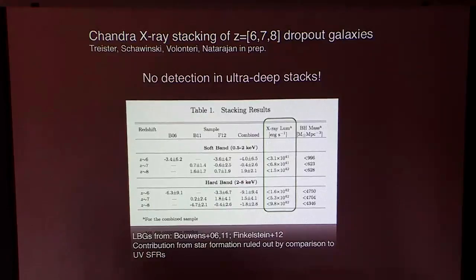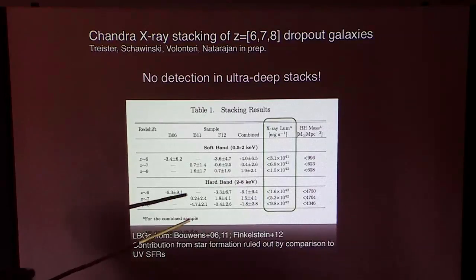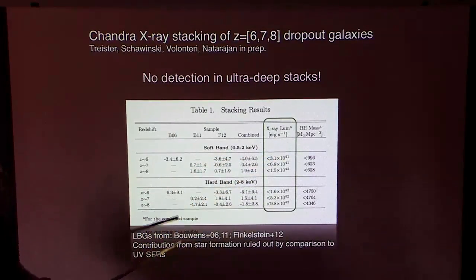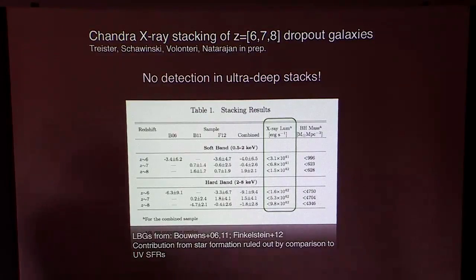And using a sort of inverse Soltan-type argument, you can turn this upper limit in terms of the luminosity into a volume density in accreted black hole mass that we can see in the universe at that redshift. And these limits now are at the point where it gets interesting. So let me illustrate what I mean by interesting limits.